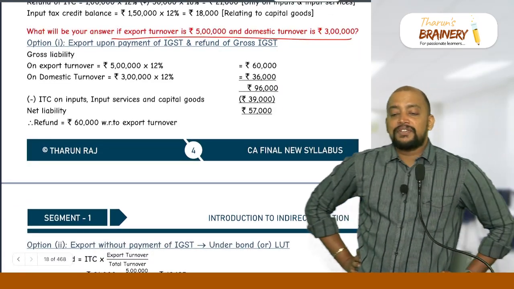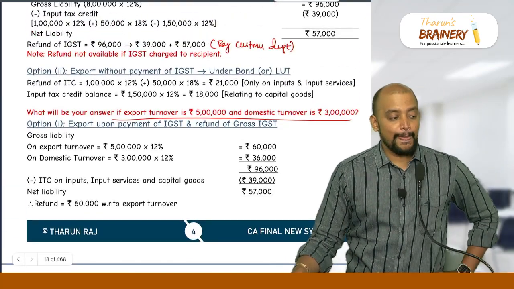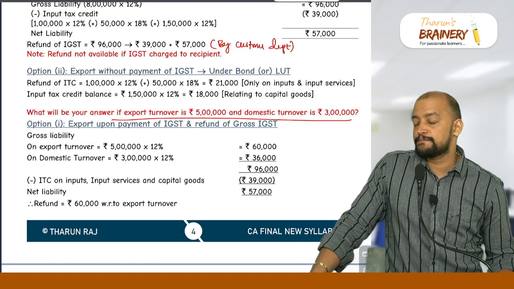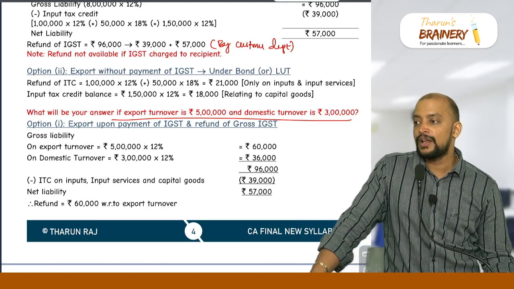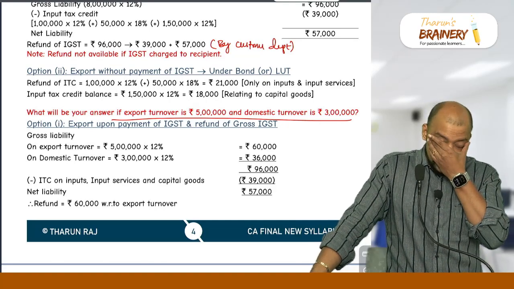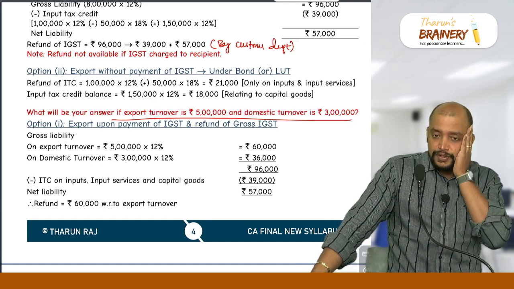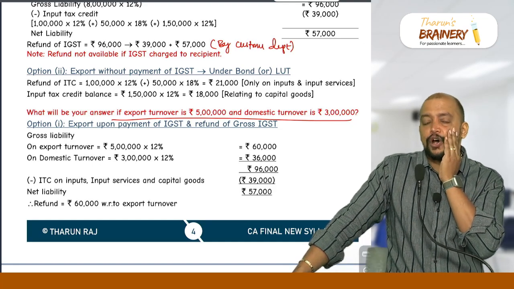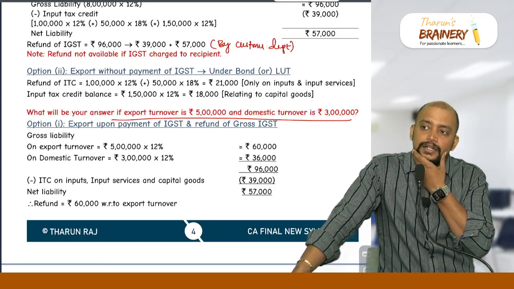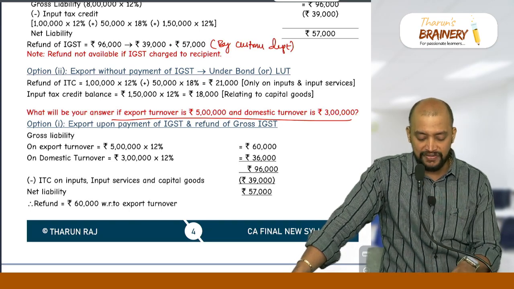Next, option 1 finished. Option 2. Option 2 is what? Export without payment of IGST under bond or LUT and refund of ITC.